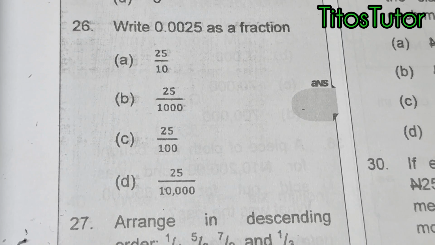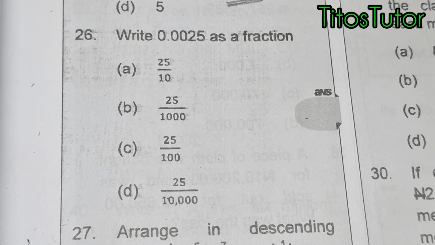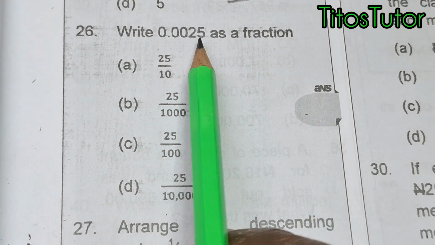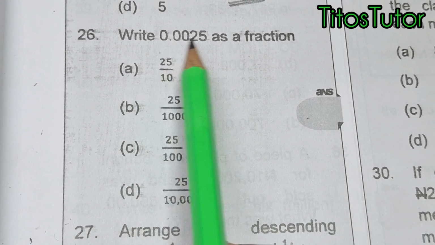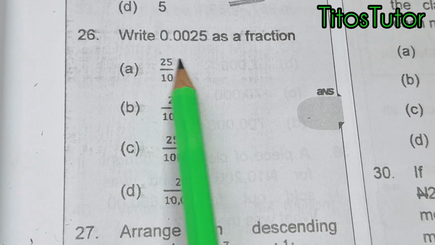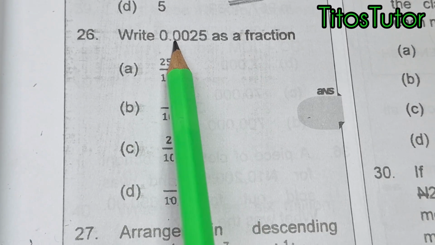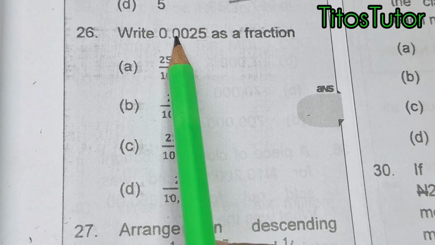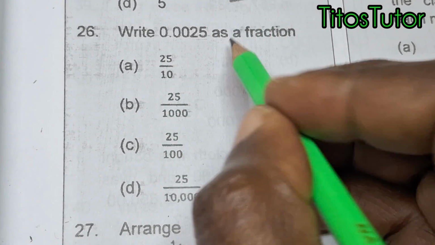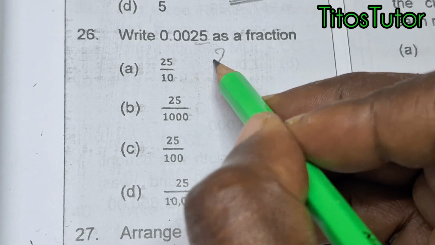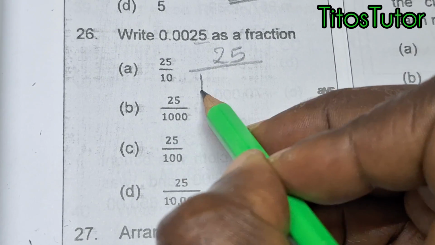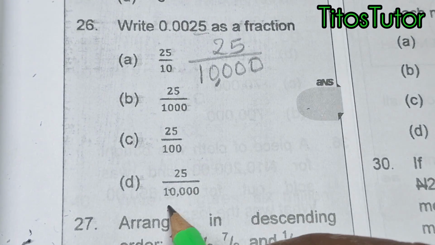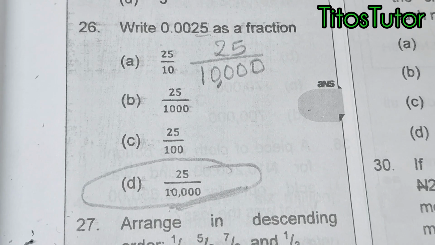Question 26. Write 0.0025 as a fraction. Remember that writing fractions is all over decimal fraction, all over 1 and zeros. And the number of zeros is equal to the number of decimal places you have. So this is 0.0025, which has 4 decimal places. So it's going to be just 25 all over 1 with 4 zeros: 1, 2, 3, 4. 10,000 here. And you're done.